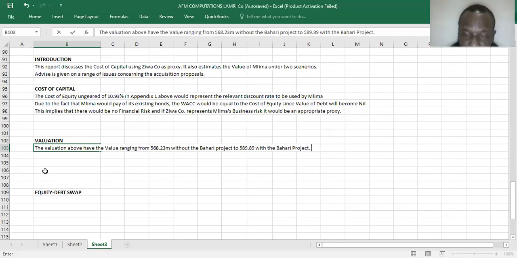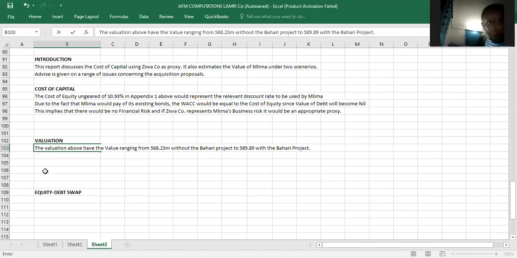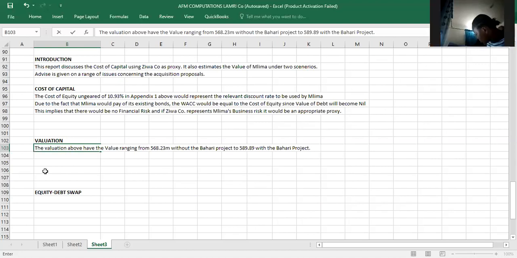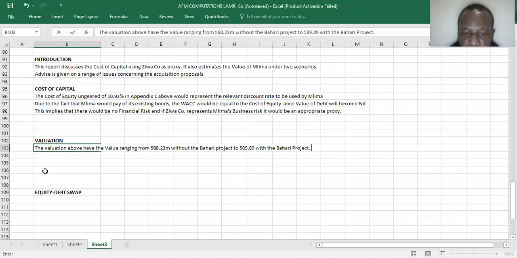Now, what was the requirement? What did the question ask us to say? It estimates MCO's value without undertaking the Bahari project and then with Bahari projects. Valuations should use the free cash flow methodology and the cost of capital calculated in part I. That's all. Include relevant calculations. So they didn't ask us anything about our assumptions. No.